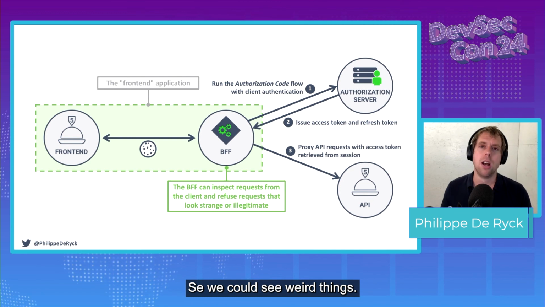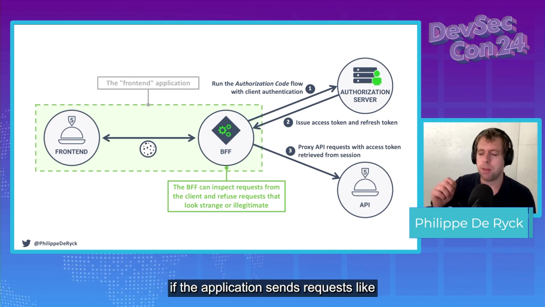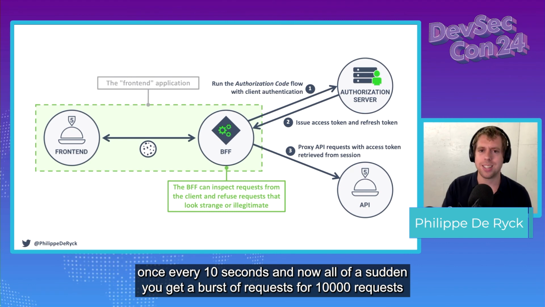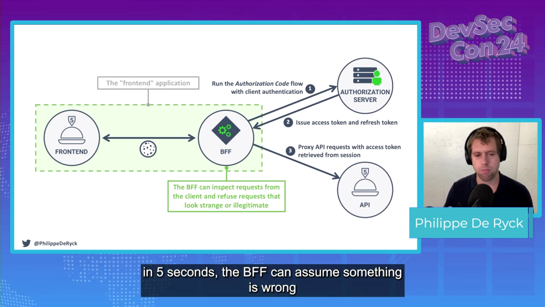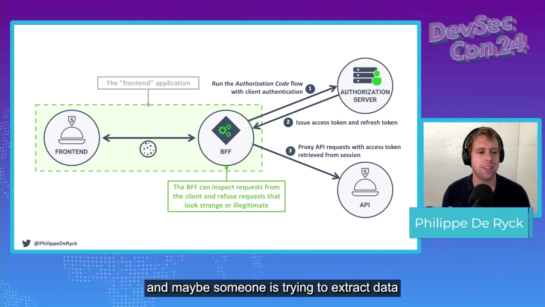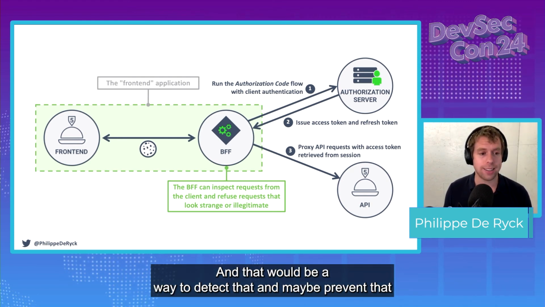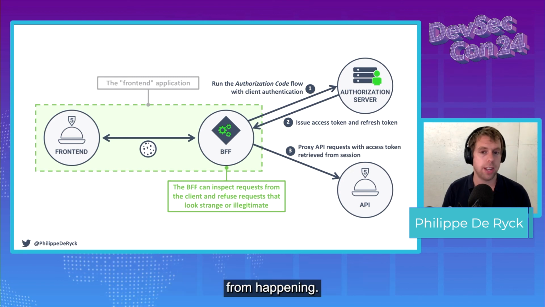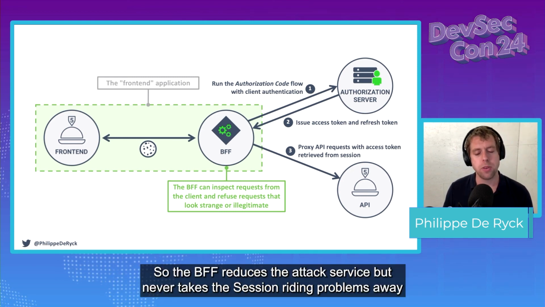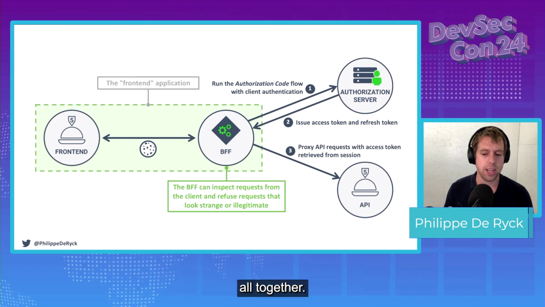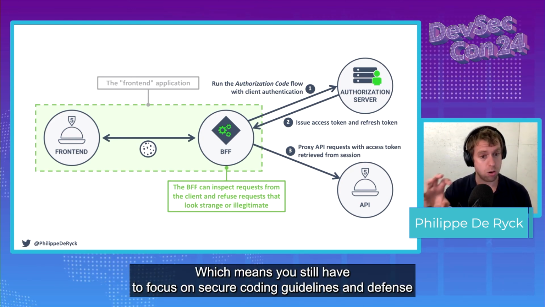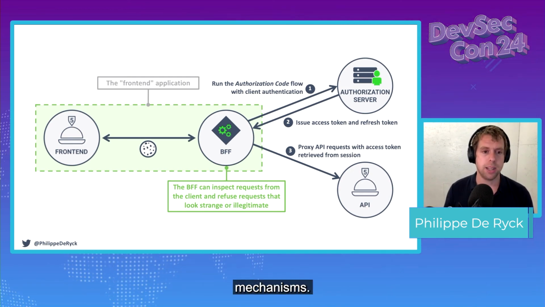So it could see weird things. If the application sends requests like once every 10 seconds, and all of a sudden you get a burst of 10,000 requests in 5 seconds, the BFF can assume that something is wrong, that maybe somebody is trying to extract data from the API or something like that. And that would be a way to detect that and maybe prevent that from happening. So the BFF reduces the attack surface, but it never takes the session riding problem away altogether, which means you still have to focus on secure coding guidelines and defense in-depth mechanisms.